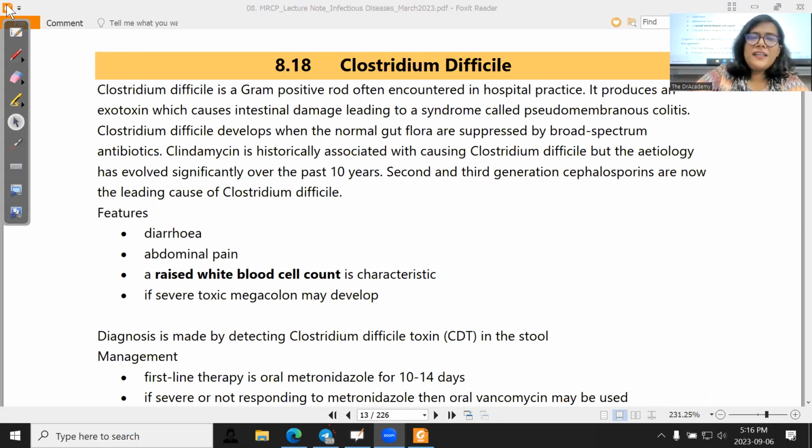Antitoxin if used early. Okay. Clostridium difficile, this is a very important topic, not only for MRCP part 1, but also for PACES. This particular topic is important for both part 1, part 2 written and the PACES examination, okay?